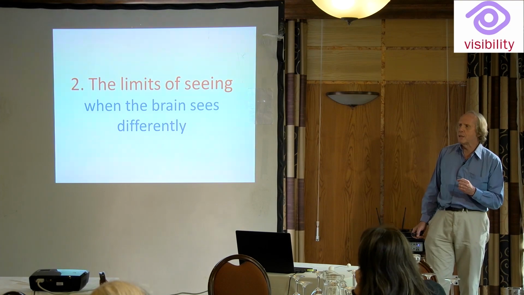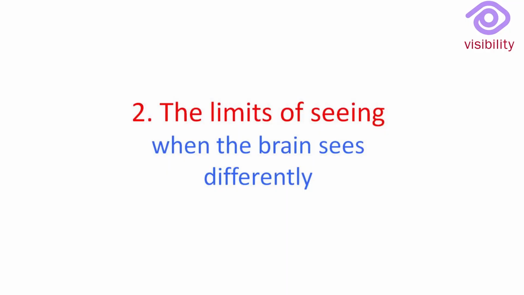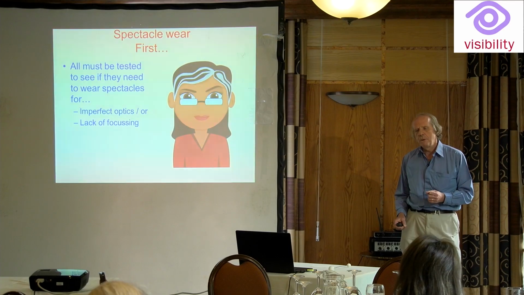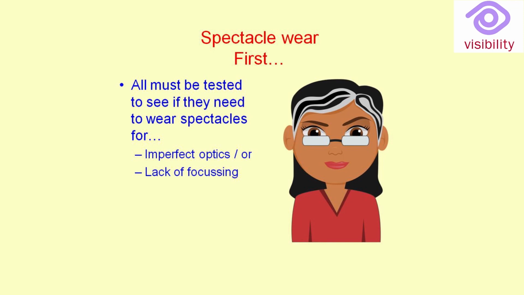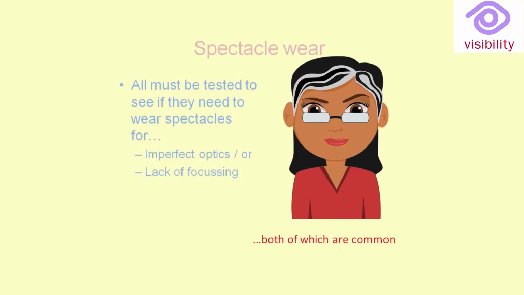So let's now think about the limits of seeing when the brain sees differently. But first, we must think of spectacle wear. All children with any type of visual impairment must be tested to see if they need to wear spectacles for imperfect optics or for lack of focusing, both of which are common.